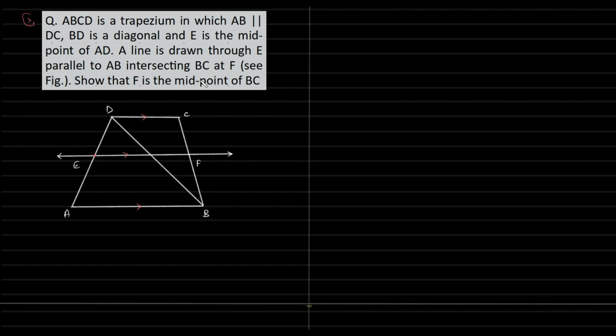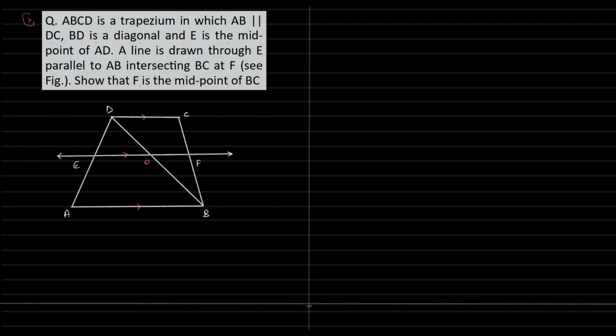To intersect BC at F, and we can call this O, right? Show that F is the midpoint of BC. Okay, so we have to prove that F is the midpoint of BC.